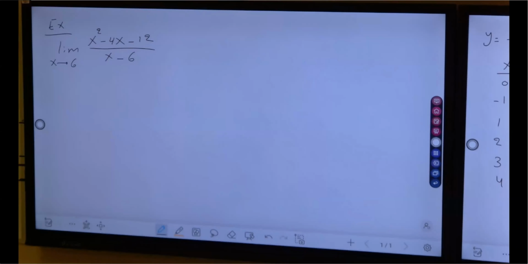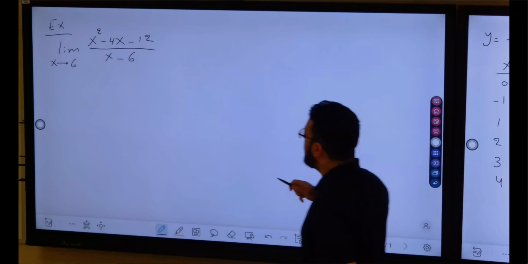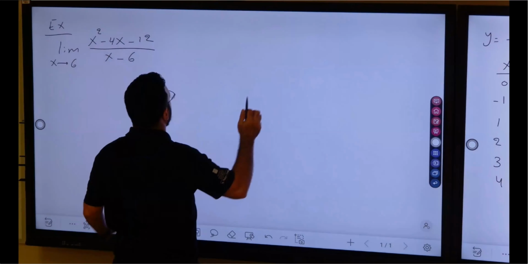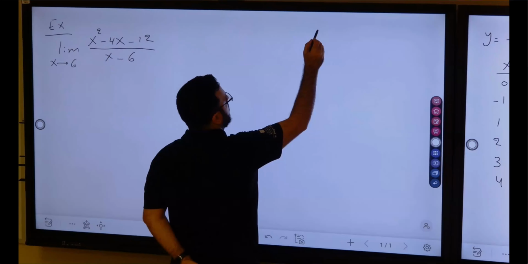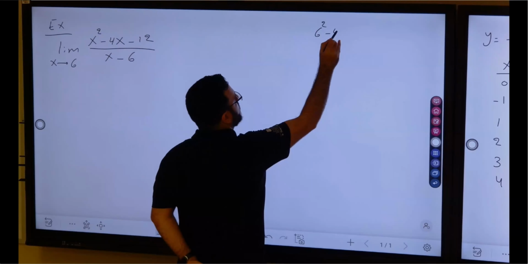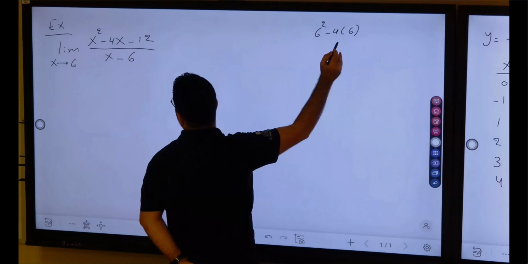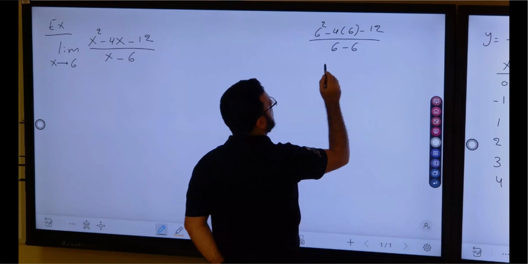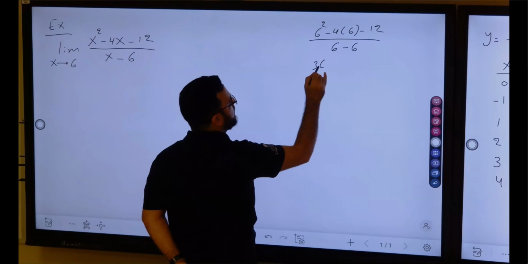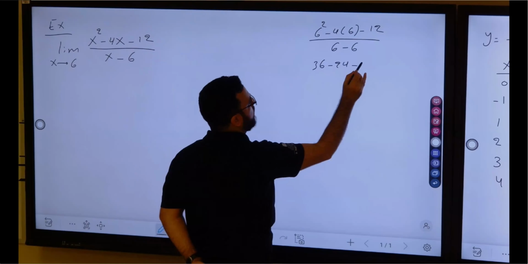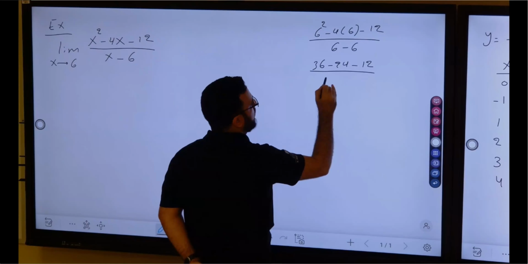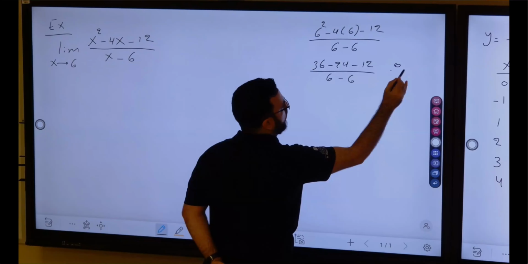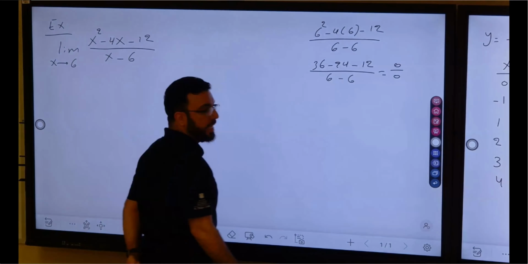You satisfy the condition. If I plug in 6 here, it's going to be 6² minus 4 times 6 minus 12, and here 6 minus 6. On the top that's 36 minus 24 minus 12, and 6 minus 6, which is 0/0. That means I can use the rule.